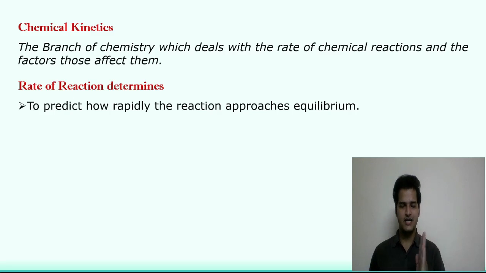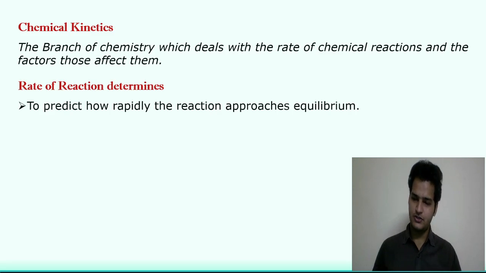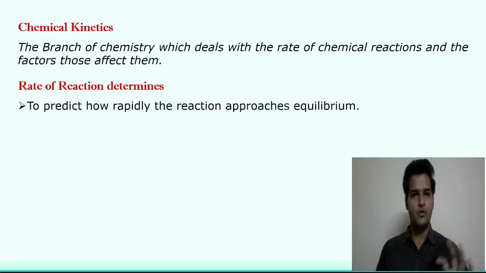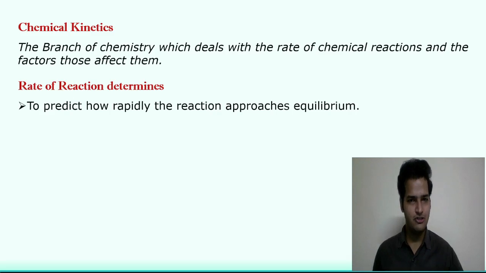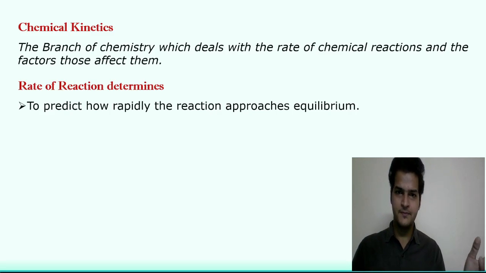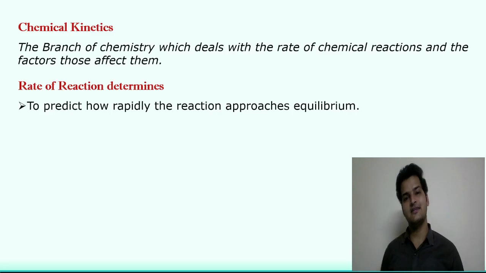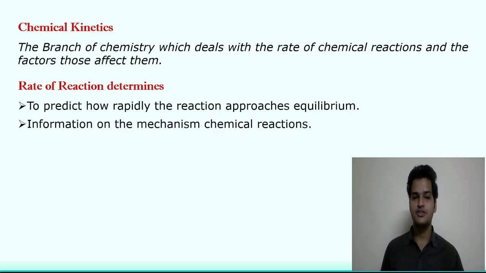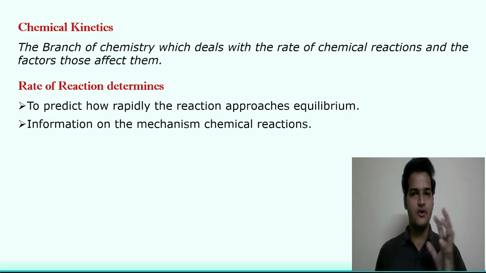There are certain reactions which are reversible reactions, right? So this chapter will help us to identify how much time will be required for the reaction to reach the stage of equilibrium. Now what is equilibrium? It is a stage where the speed with which product is formed is equal to the speed with which the reactants are reformed. Correct? Now, it will also give you information on the mechanism of a chemical reaction, that is, how a chemical reaction takes place and which mechanisms are used for that particular reaction. That will be discussed in this chapter.